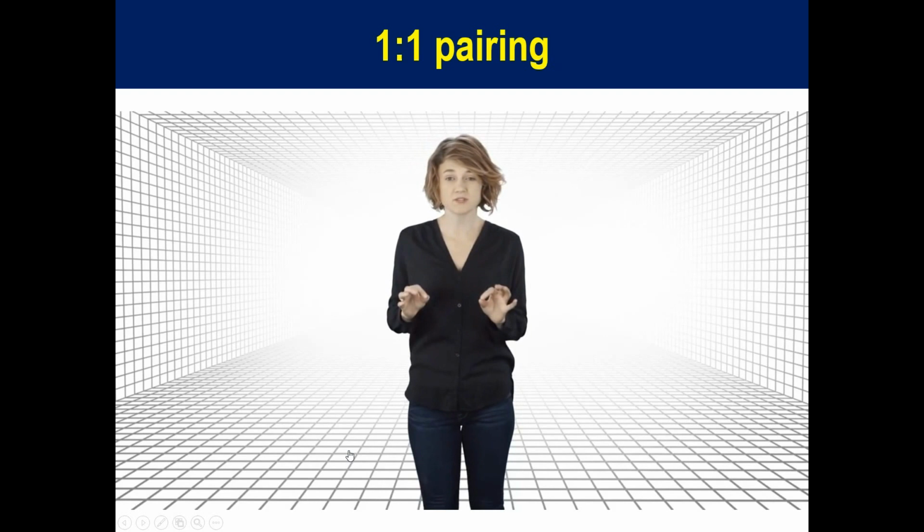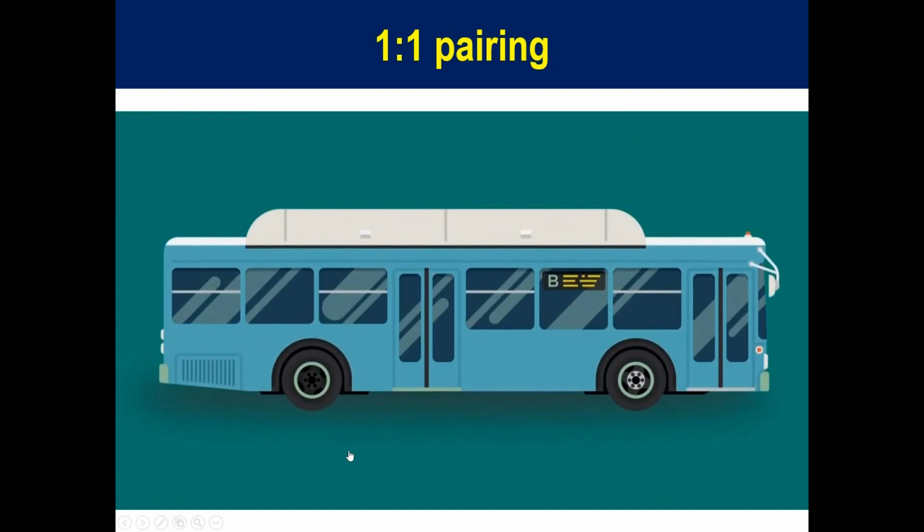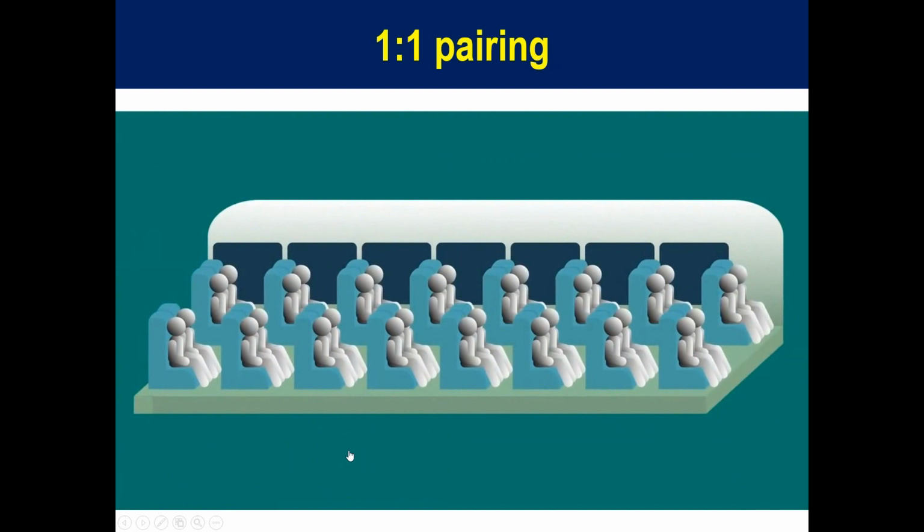We're gonna have to use something called a bijection. What's that? Here's an example. Let's say you're sitting on a bus and notice that all the seats are taken, but no one's standing. Then you know that the number of people on the bus is equal to the number of seats on the bus. No counting needed. This is what mathematicians call a bijection.